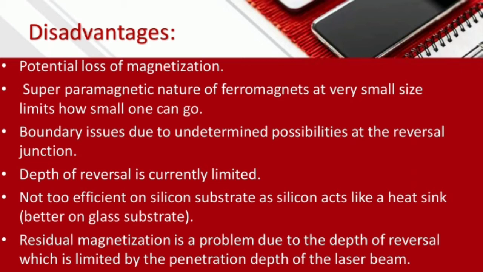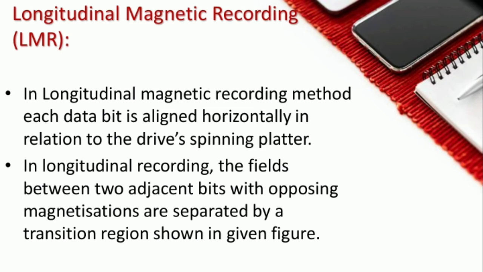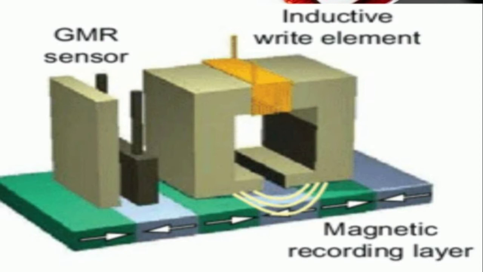Last one is residual magnetization is a problem due to the depth of reversal, which is limited by the penetration depth of the laser beam. Our second recording method is LMR, that is longitudinal magnetic recording. In longitudinal magnetic recording, each data bit is aligned horizontally in relation to the drive's spinning platter.